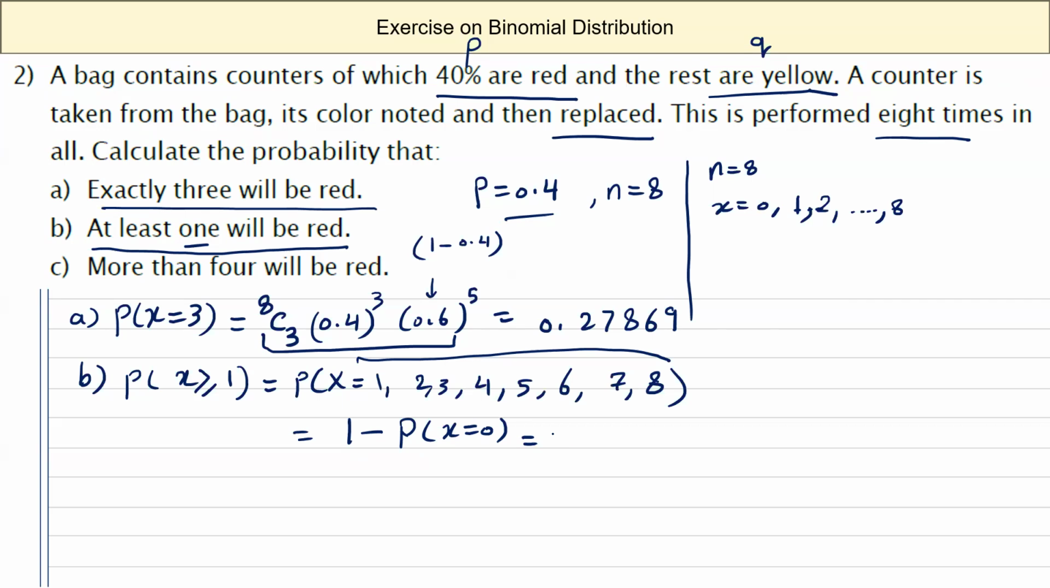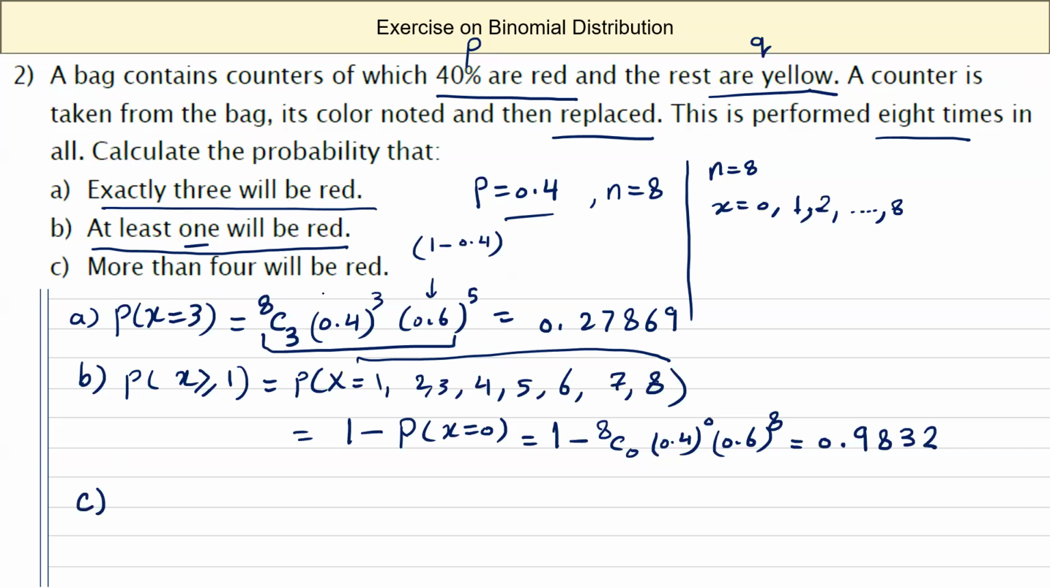So just write 1 minus the probability of getting 0. 1 minus the probability of X is 0, which is 8C0, 0.4 power 0, and 0.6 power 8 minus 0, which is 8. Calculate this one, you will get 0.9832. Okay. This is the only trick you can do to solve this question and to save time as well.